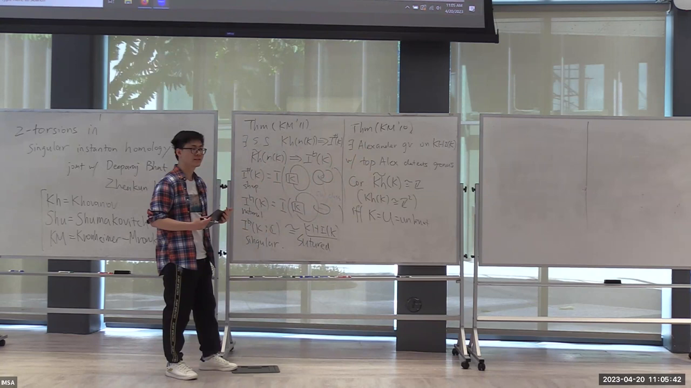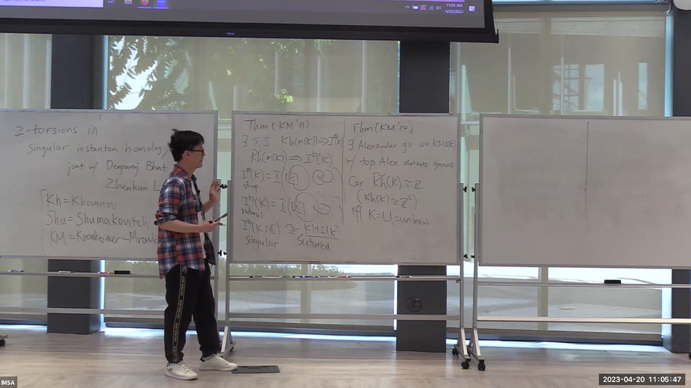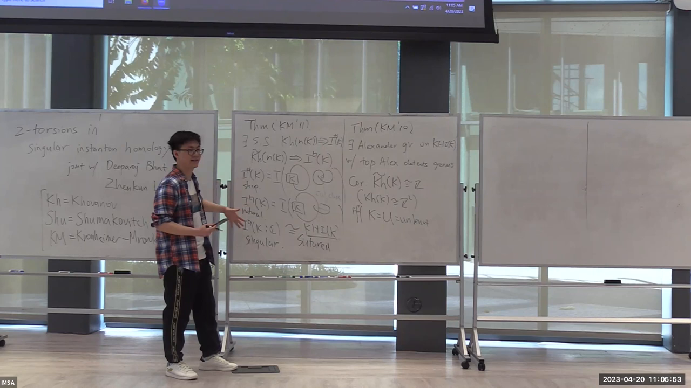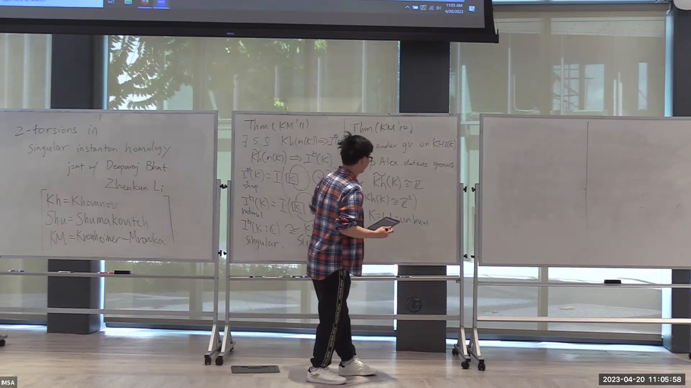Yeah, that's a good question. And I think Adrian Chris has some in-progress work to try to find some Alexander grading on the singular side. So yeah, in the literature now, we just pass through this isomorphism to get the Alexander grading.